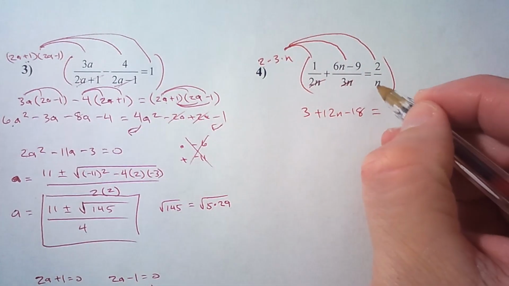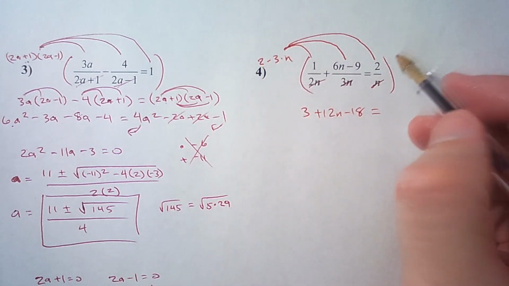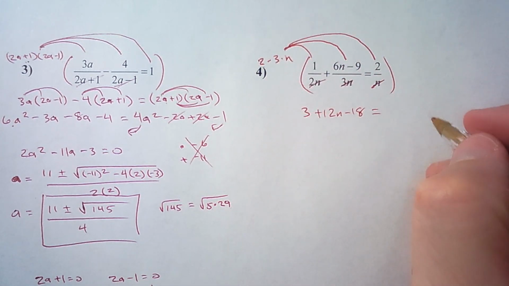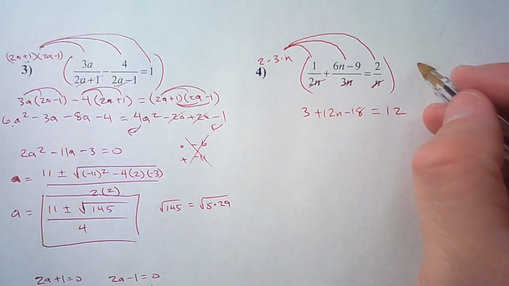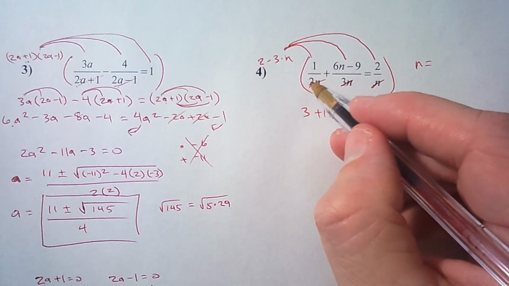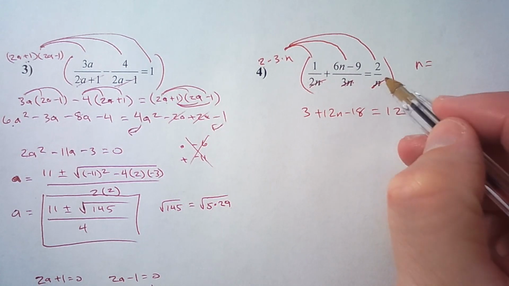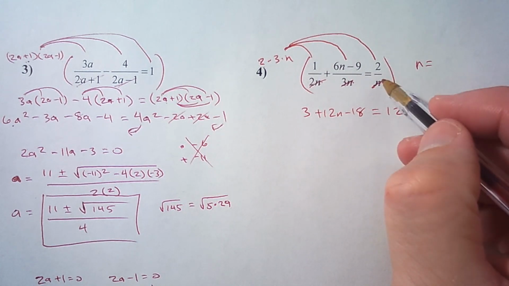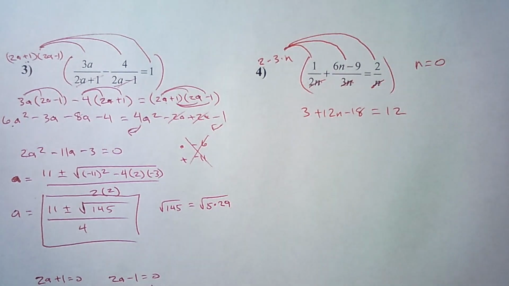When I distribute here, the n cancels. So I have 2 and 3. So it's 2 times 3 times 2, which is 12. Okay? Now, what can my solution not be? 3 times 0 is 0. 2 times 0 is 0. 3 times 0 is 0. And a 0 here would give me an undefined term. So n cannot be 0.